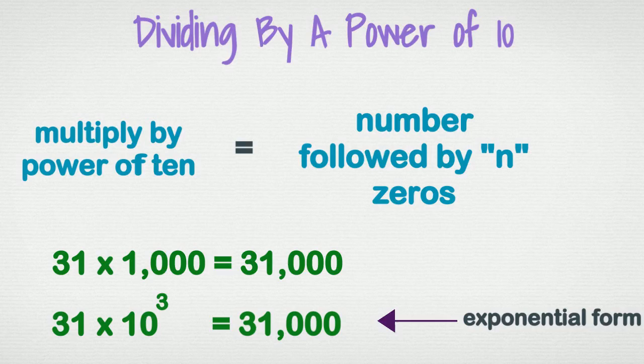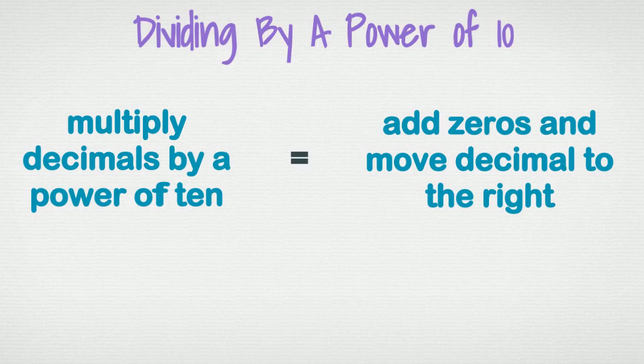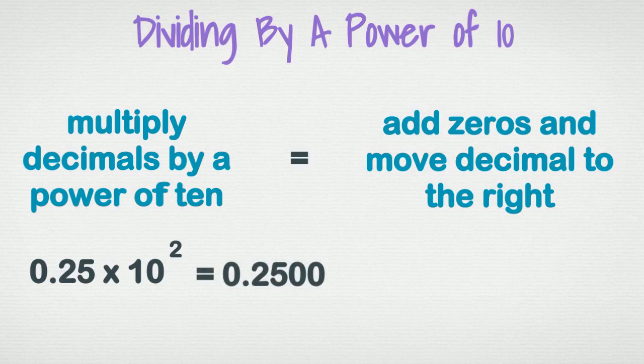It's 31,000. When we multiplied decimals by a power of 10, we added more zeros to the right, but we had to do a second step and also move the decimal point to the right. For example, 25 hundredths times 10 squared. We take the 0.25, we add a couple zeros, and move our decimal to the right 2 spaces. We moved it 2 places because our index told us to. If we wanted to multiply 0.25 by 100, it would be the same thing. The 2 zeros at the end of 100 indicate that it needs to be moved 2 spots to the right. In both scenarios, the answer is 25.